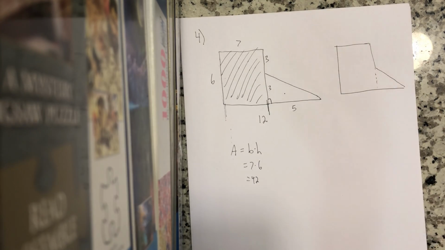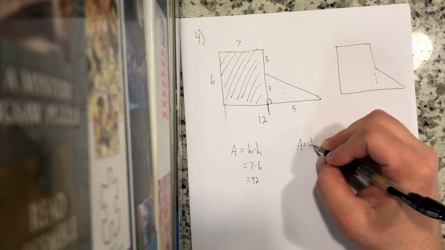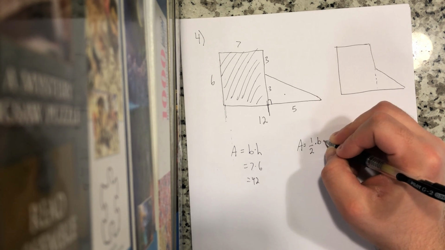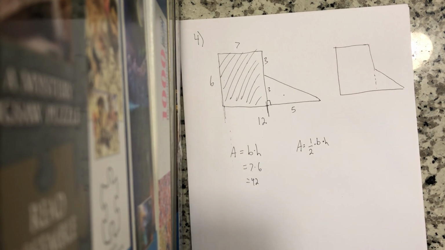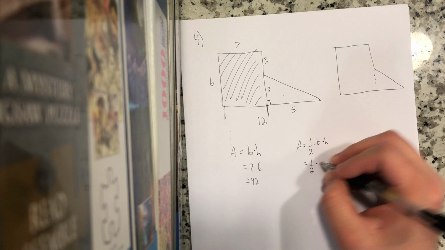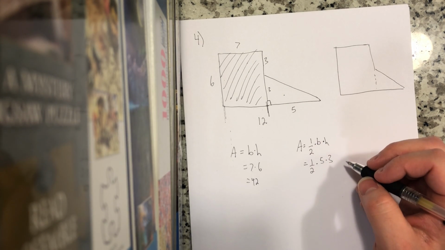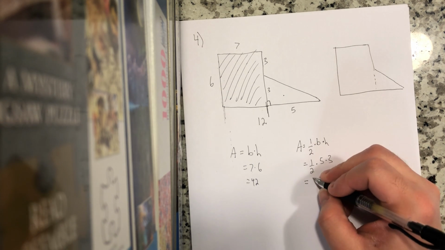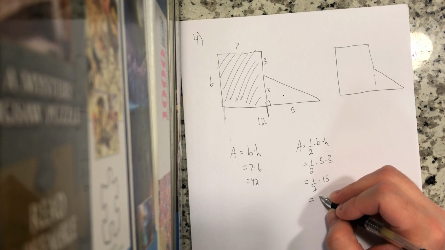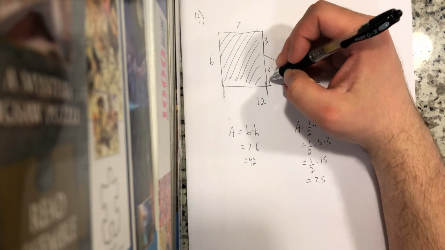Right triangles are very easy to take the area of. The area of a right triangle, or a triangle in general, is 1/2 times the base times the height. In this case, we have 1/2 times the base, which is 5, times the height, which is 3. 1/2 times 15, if you do that in your calculator, is going to come out to 7.5. So that's the area of this part over here.